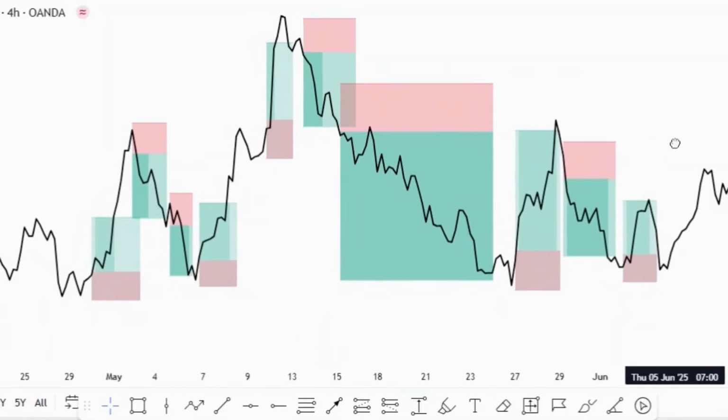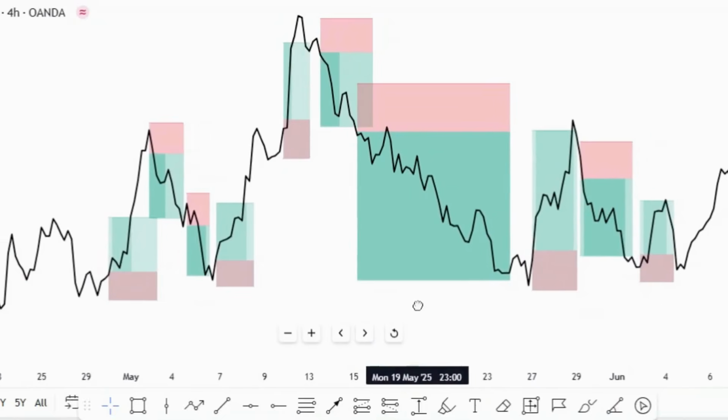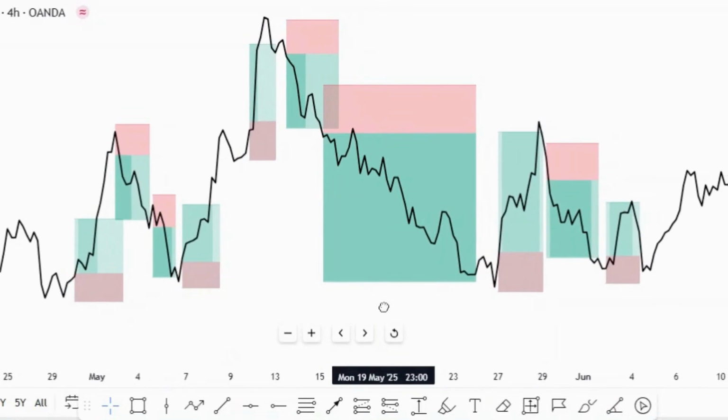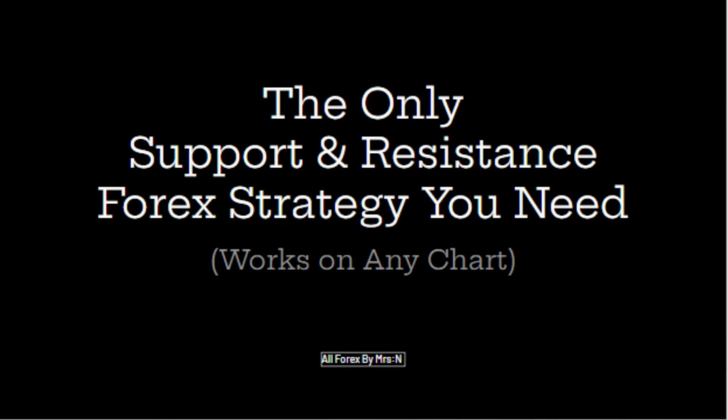In this breakdown, we're diving deep into a powerful support and resistance concept that blends key levels with storyline analysis across multiple time frames. Now, this isn't just your average SNR strategy. We're talking about daily-to-daily price movement, breakout logic, and how to pinpoint sniper entries on lower time frames like H4 and H1, all structured, mechanical, and rooted in price closures.